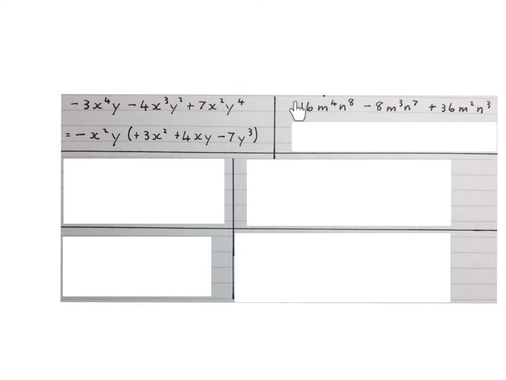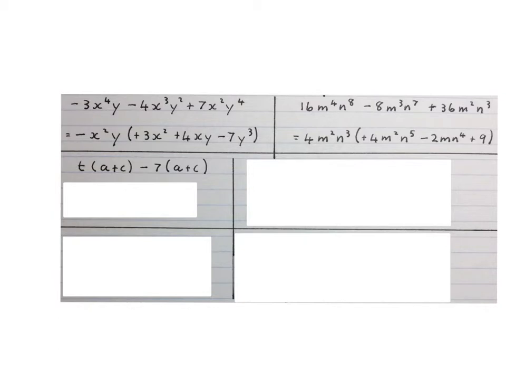Here is our next expression that we must factorize. In this case, my common factor, the highest common factor, will be 4m squared n cubed. You ask, this times what will give me this term? It shall be this. This times what will give me this term? That will be minus 2mn to the power of 4. And then this times what will give me this rear term? That will be plus 9.